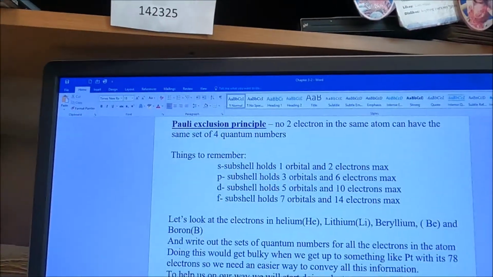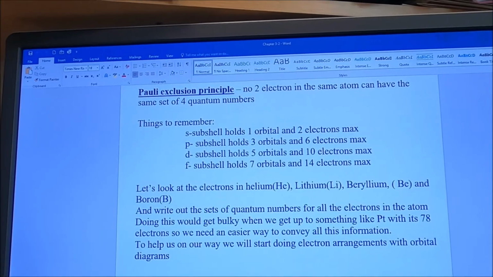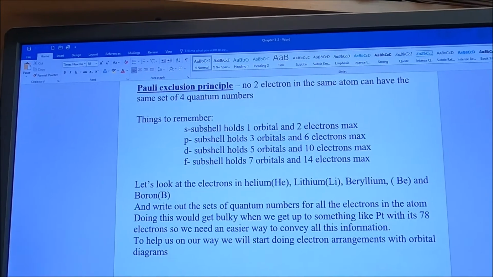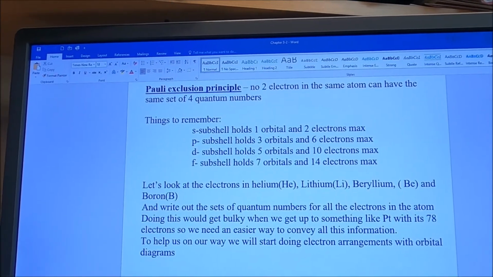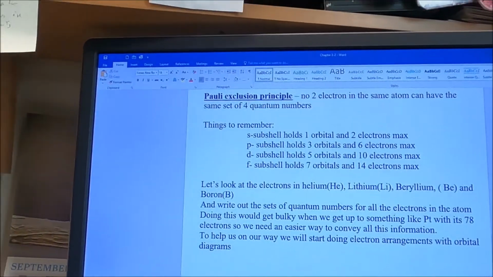The s subshell holds 1 orbital, 2 electrons max. The p subshell holds 3 orbitals, 6 electrons max. The d subshell holds 5 orbitals, 10 electrons max. F holds 7 orbitals, 14 electrons max.